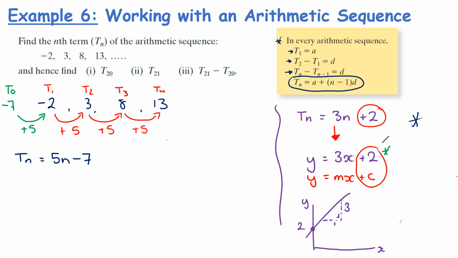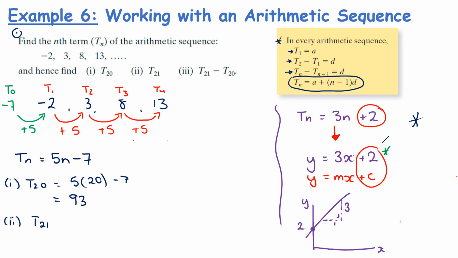That is a brilliant shortcut to have because we're often asked to find Tn of an arithmetic sequence as part of a question in higher level rather than it being the full question itself. Now that I've done the first part of this question, finding the nth term, I'm going to find T20. That is 5 times 20 minus 7. 5 times 20 is 100, minus 7 is 93. Quite straightforward to find that. Didn't even have to lift my calculator.